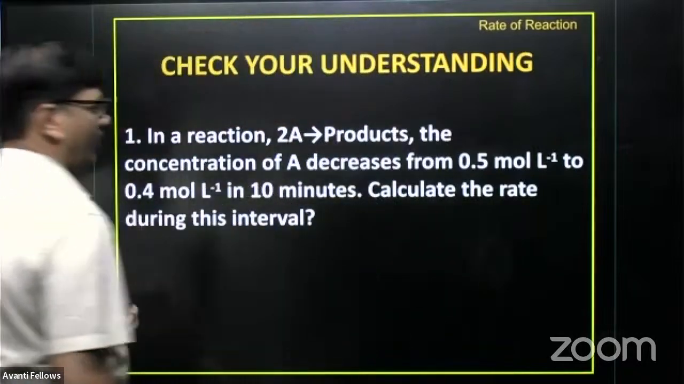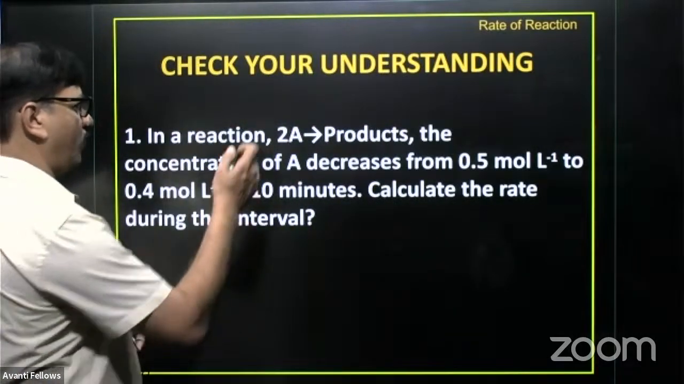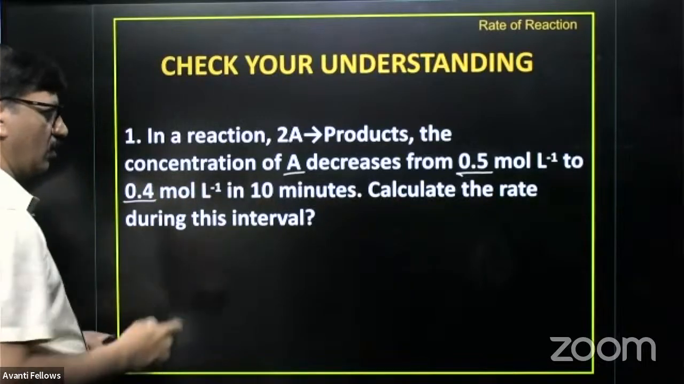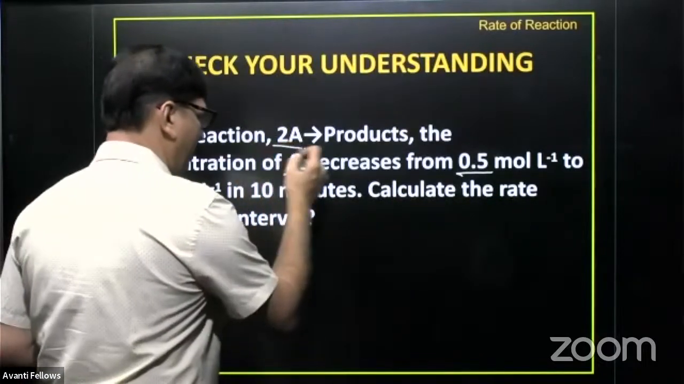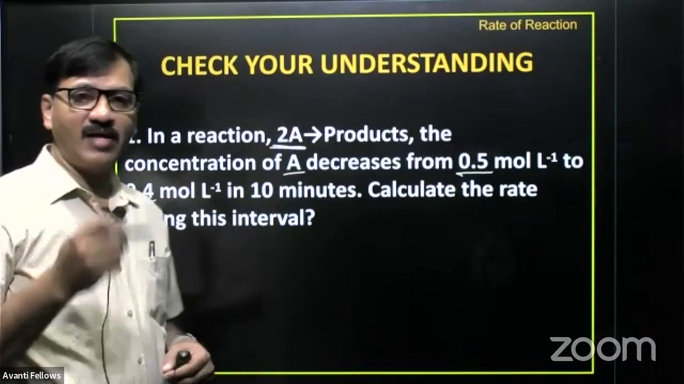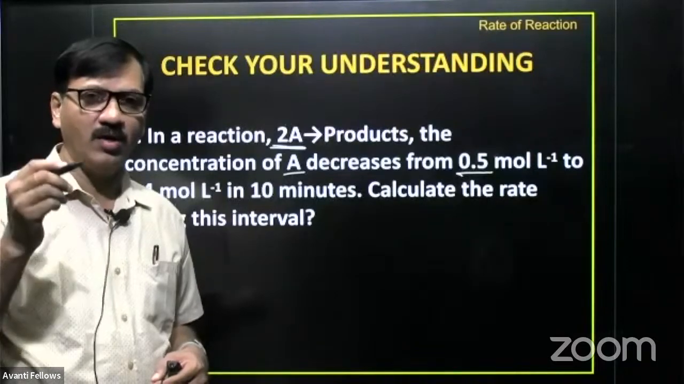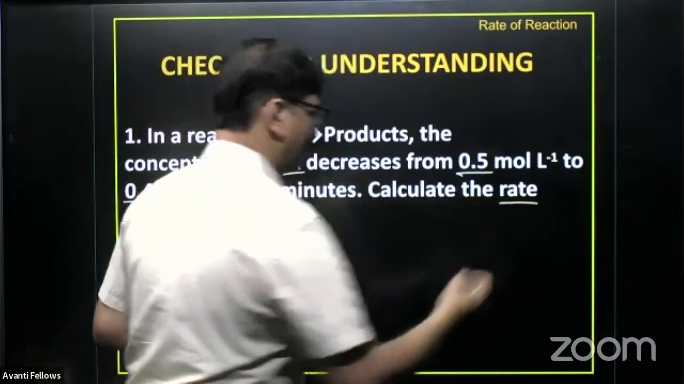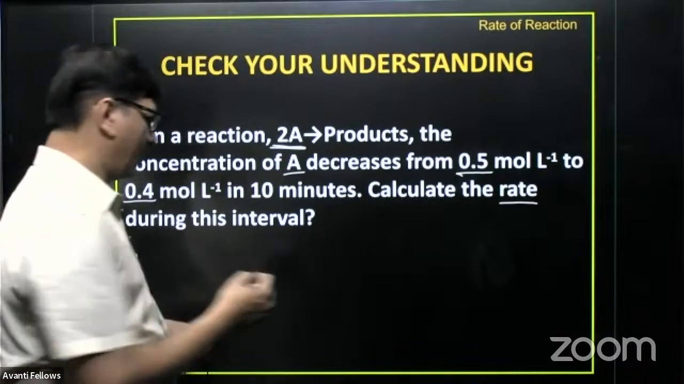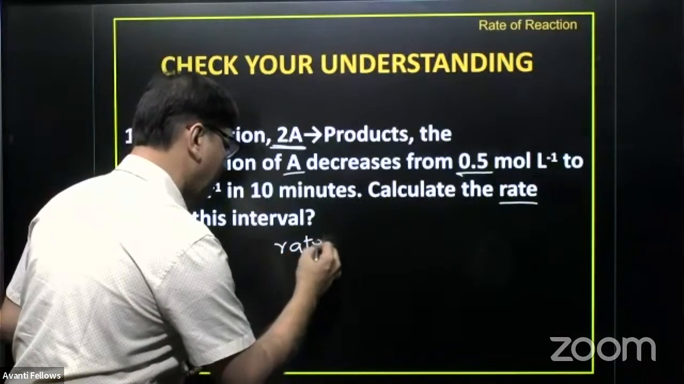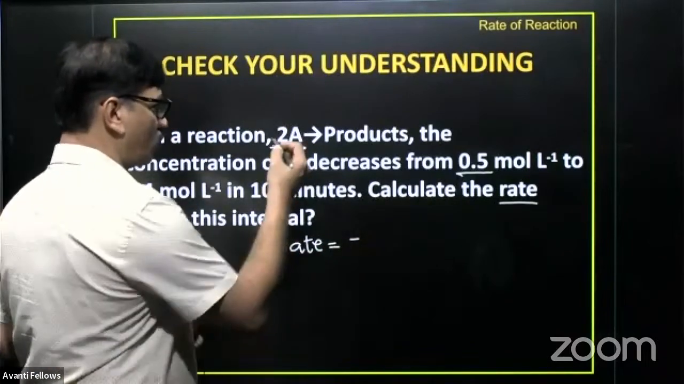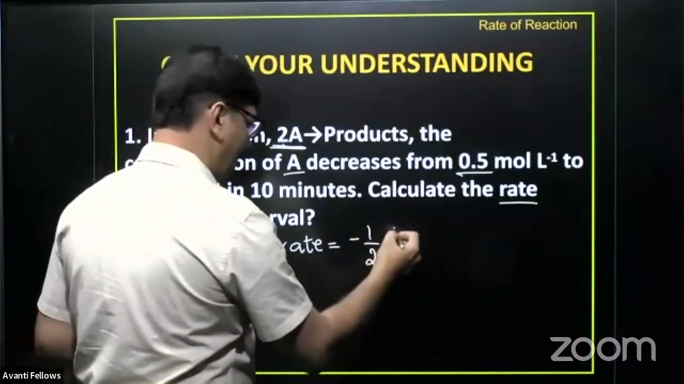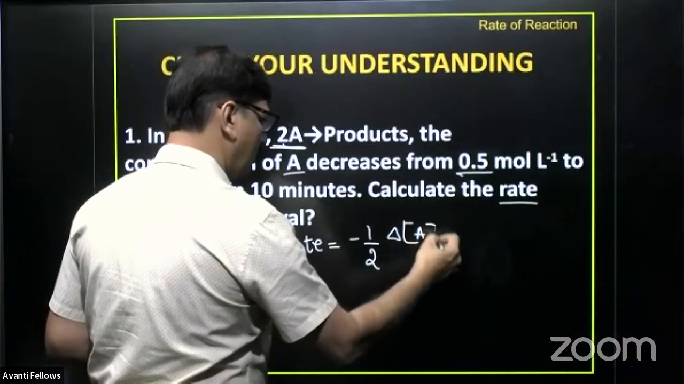In a reaction, 2A gives rise to products. From the point of view of A, the concentration of A decreases from this to this in 10 minutes, right? But the stoichiometric coefficient is given. You should be able to clearly distinguish between the rate of the reaction and the rate of disappearance of A. What is asked is the rate of the reaction. Therefore, the rate of reaction is given by minus, and the stoichiometric coefficient is to be divided, 1 by 2, then delta A by delta t.